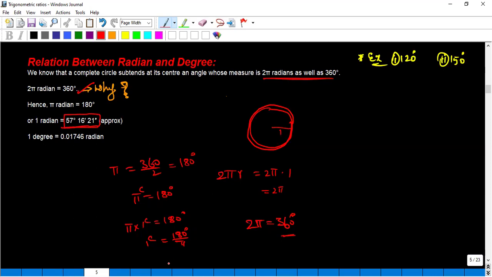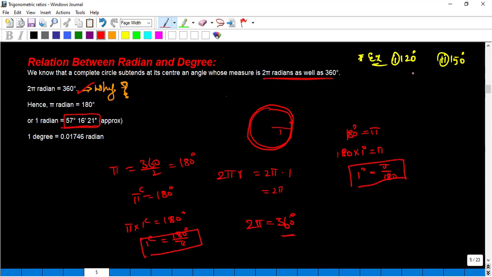Okay. Then what is 1 degree equal to? We know 180 degrees is pi radians. This 180 degrees I'll write as 180 into 1 degree, which is nothing but pi radians. So 1 degree is nothing but pi by 180, pi radians by 180. These two we will use to convert from radians to degrees and degrees to radians.